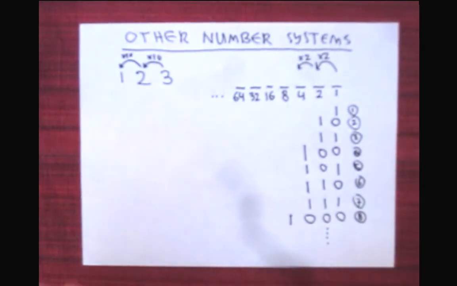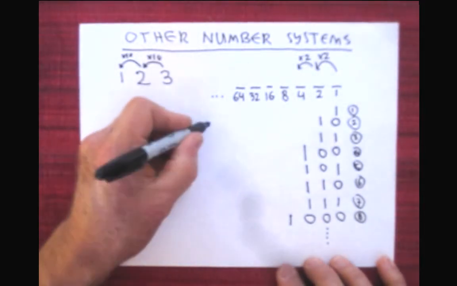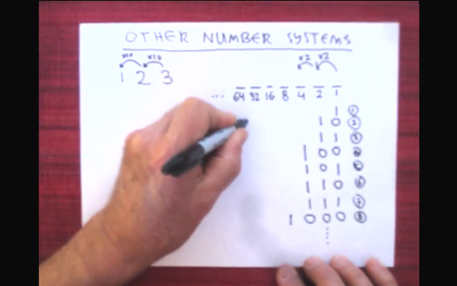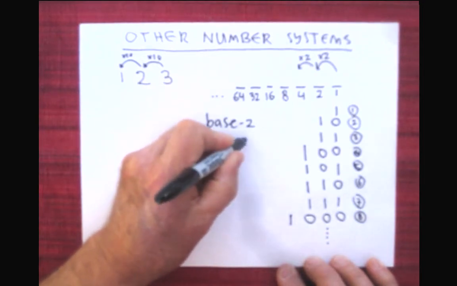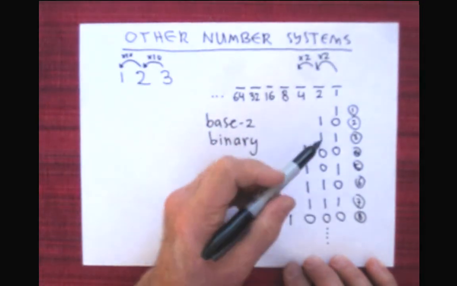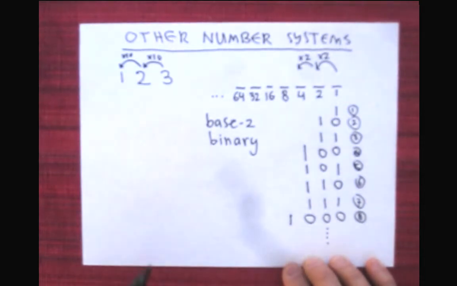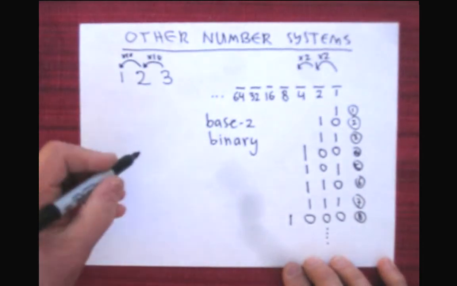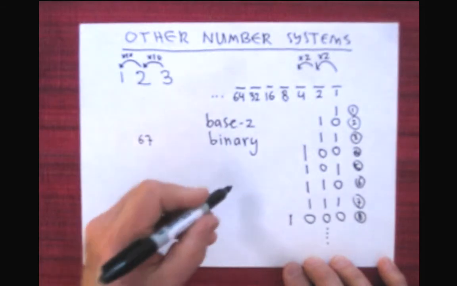So here's an exercise. By the way, this is called a base 2 number system. So computers work in a base 2 number system. Sometimes it's called the binary number system, where the only numbers that exist are ones and zeros. Now, here's an exercise. Let's see if you can write down your age in binary. And I'll give you an example. My age is 67. How would you write that in binary?